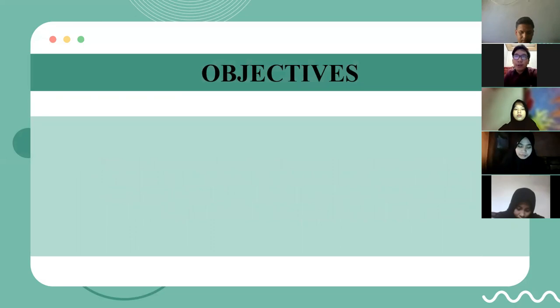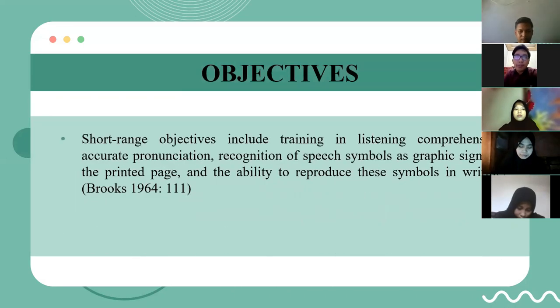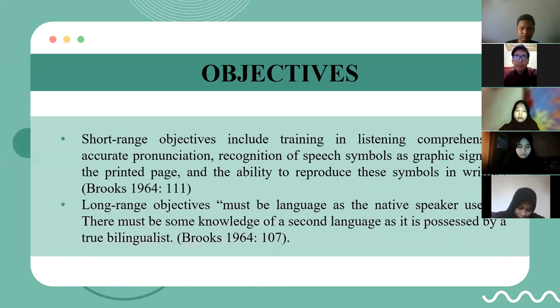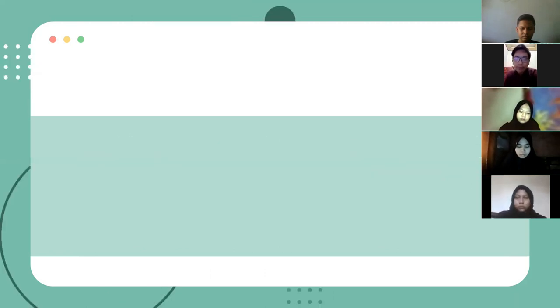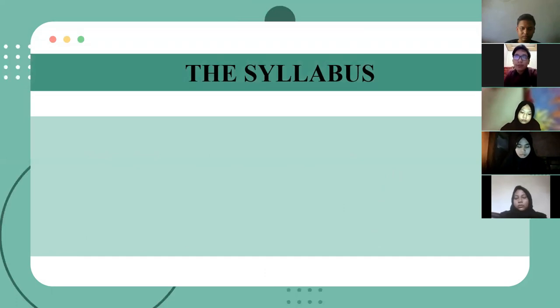Then we move up to the objectives of the audiolingual method. For short-range objectives, we include listening comprehension, accurate pronunciation, recognition of speech symbols, and the ability to reproduce these symbols in writing. For long-range objectives, the language, as the native speaker uses it, there must be some knowledge of a second language as it is possessed by a true bilingual. Therefore, we move up to our syllabus.